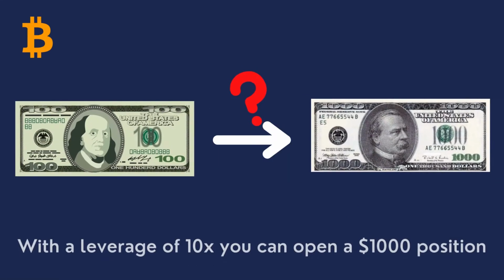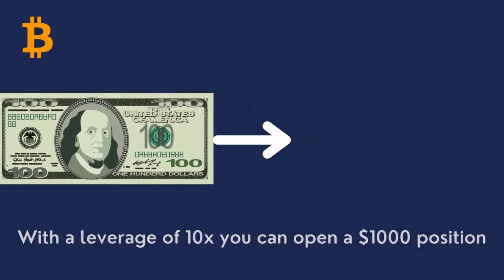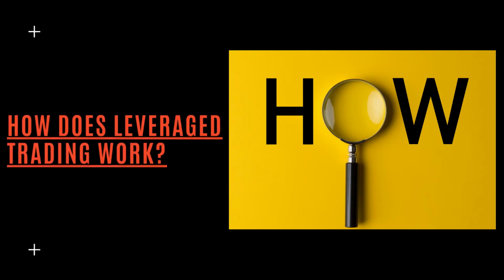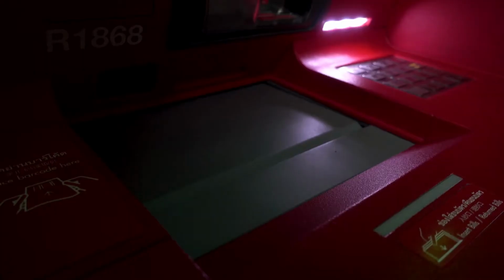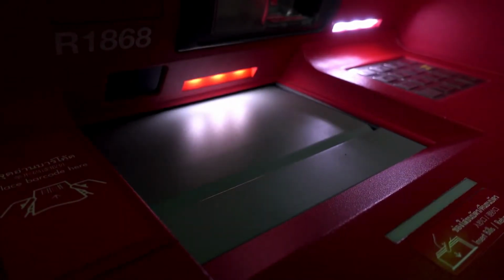For example, imagine that you have $100 in your exchange account but want to open a position worth $1,000 in Bitcoin, BTC. With a 10x leverage, your $100 will have the same buying power as $1,000. Interesting, isn't it? Before you can borrow funds and start trading with leverage, you need to deposit funds into your trading account. The initial capital you provide is what we call the collateral.